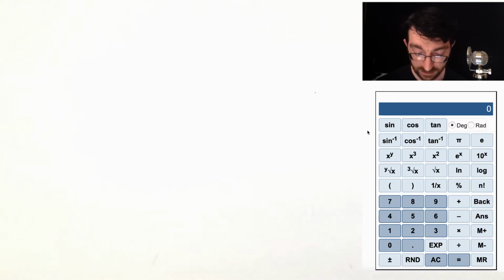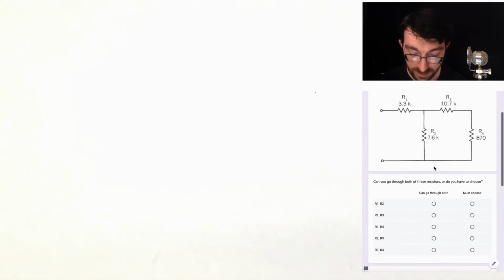I'm going to have this calculator up so you can see my steps, and then I'm going to actually enter the numbers. This works out because this is going to be my answer key. So if I go to that email, I can go and find the assignment. So let's start with assignment number 1. All right, so we've got this circuit, and we are doing the go through both or must choose. So resistor 1 and resistor 2, you do not have to go through them both because you could go straight and go around and go the long way. So we do not have to choose. We can go through both.